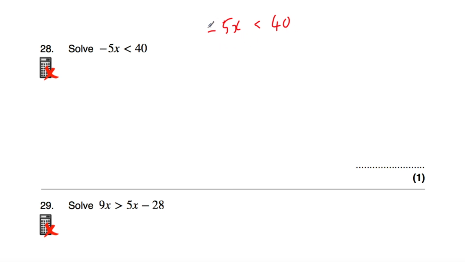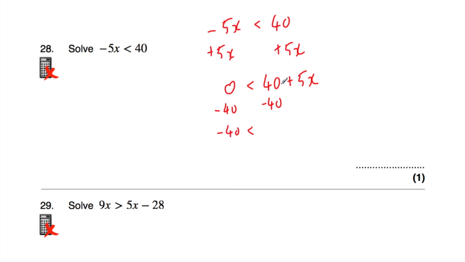But to avoid dividing by minus 5, I'm going to add 5x to both sides. I'm going to add 5x to the left hand side and add 5x to the right hand side. On the left hand side, we're adding 5x to get rid of the minus 5x, so we'll be left with 0, and that's going to be less than 40 plus 5x. Now if we want to find out what x is, let's get rid of the 40. So let's take away 40 and take away 40, and 0 take away 40 is minus 40, and that's going to be less than, and then on the right hand side we'd just be left with 5x.